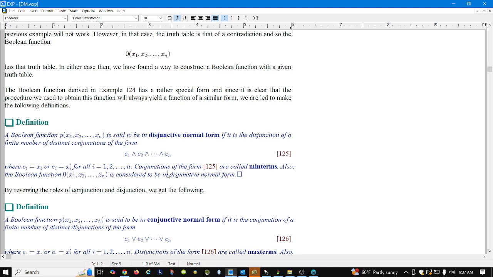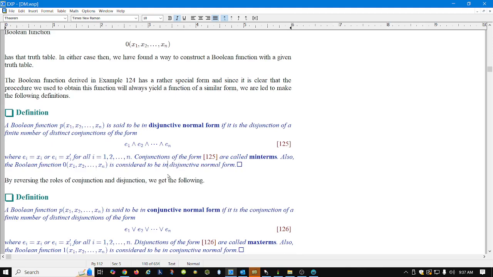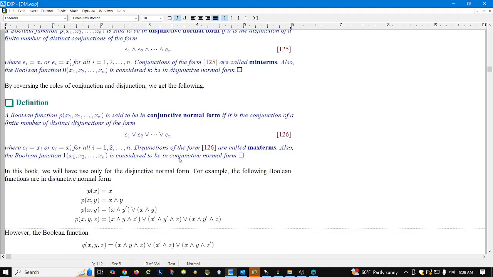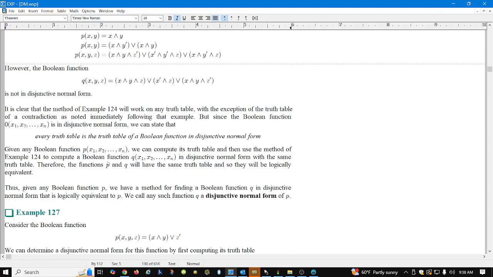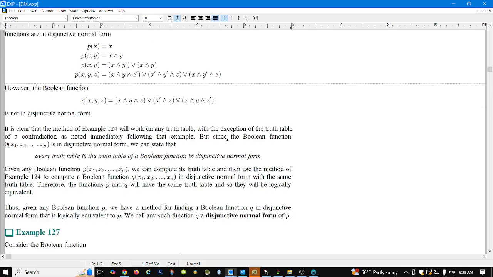Frankly, I'm not sure which is more common, but you need to be aware of those two possibilities. And I think it's a little simpler just to say that the zero polynomial is in disjunctive normal form. And that way, we can say somewhere down here, every truth table is the truth table of a Boolean function in disjunctive normal form.